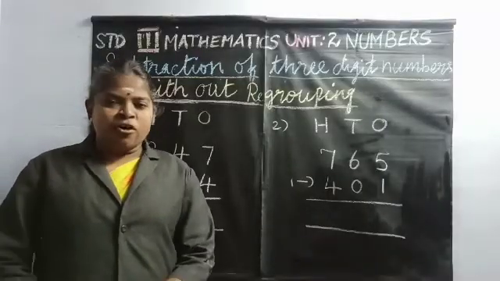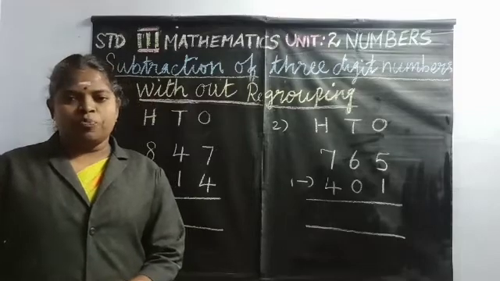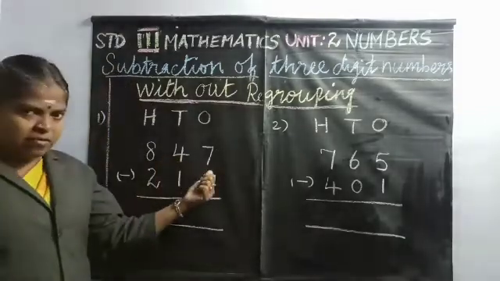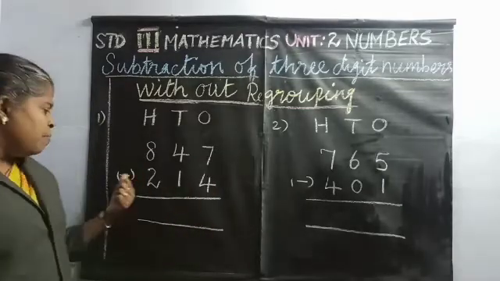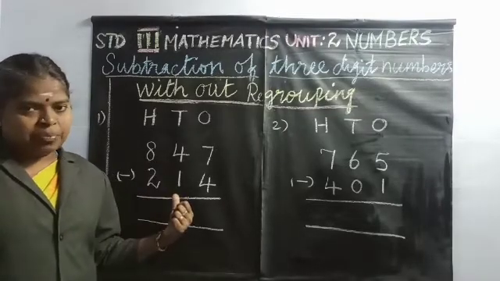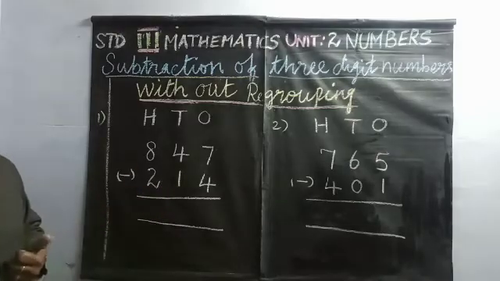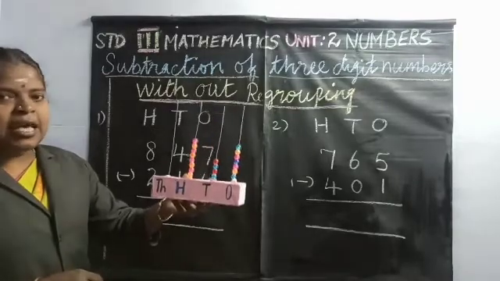Children, now we can subtract 3-digit numbers without regrouping. Look here. 847 minus 214. Now we can subtract these numbers using an abacus. Children, look here. This is an abacus.